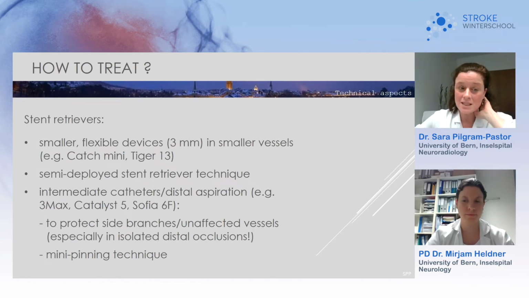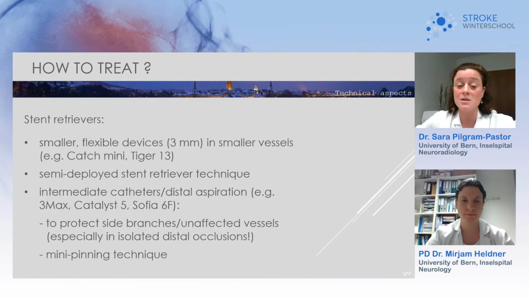You can also use a technique which we call the semi-deployed stent retriever technique. Semi-deployed stent retriever means that you don't open it completely. You don't use it completely. You may just use 1/3 or half of it and capture the thrombus inside. So think about your vessel diameter and the diameter of the stent retriever if you do it. We also recommend the use of an intermediate catheter if you do it, which gives you the opportunity to do distal aspiration, for example, with a 3-Max, Catalyst 5, Sophia 6F, or even the React 68. It's a really nice catheter to do it.